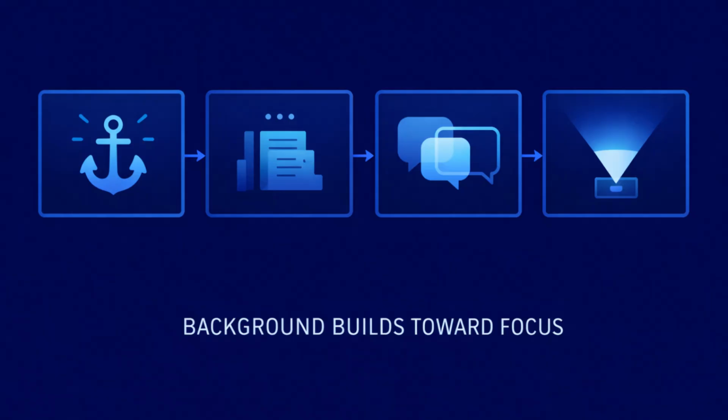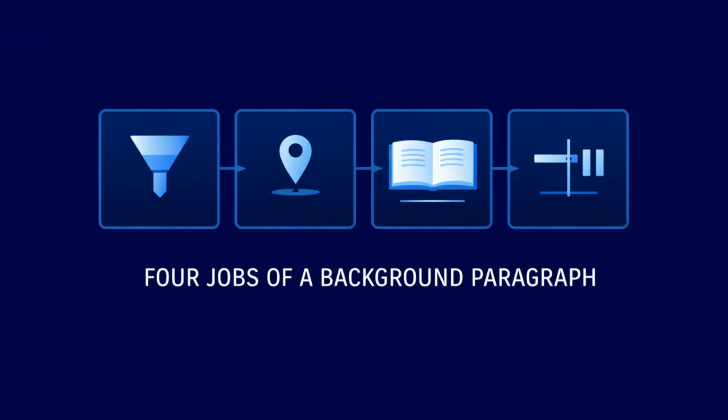A strong background paragraph is built on 4 moves, and you can think of them as 4 jobs. The first job is to establish importance. The second job is to show that scholars have been studying this topic. The third job is to name how the field generally frames or understands the topic. The fourth job is to narrow toward the specific focus of the section that follows. Most students struggle with background paragraphs not because they cannot write, but because they either stay too broad for too long or they start arguing too early. These 4 jobs keep the paragraph focused and controlled.